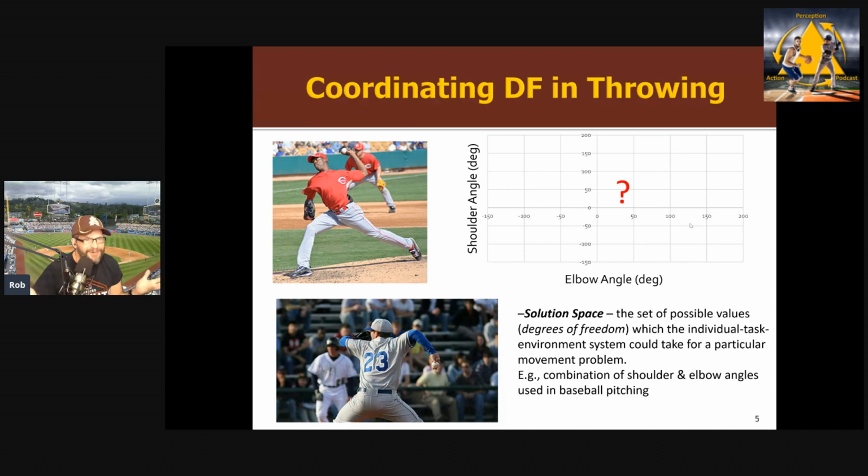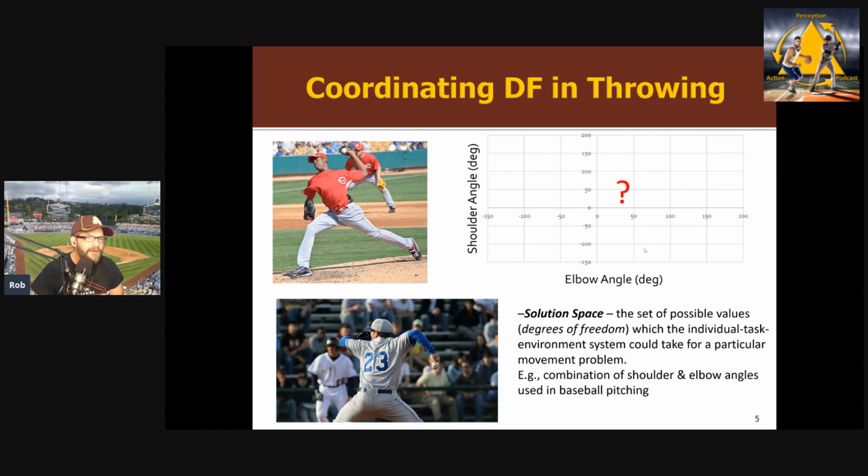That's why I put that big question mark there. What do you do? Where do I go in there? What part of the solution space do I need to be in to throw effectively? So that's the basic idea. Solution space is all the possible options you have to move, right? And I'm using these figures very conceptually, so don't take the values too seriously. I'll show you a real solution space plot with movement data near the end, okay?